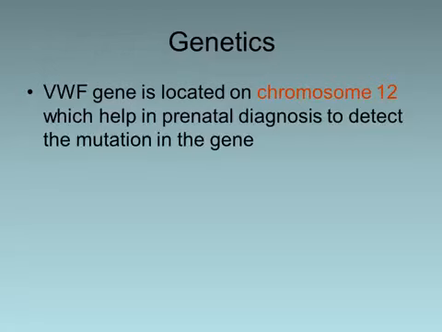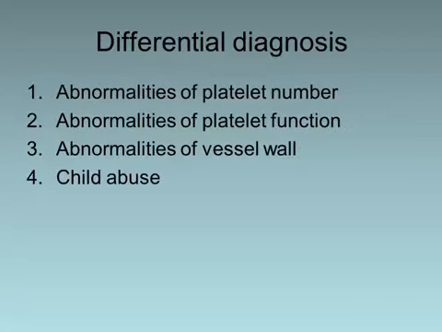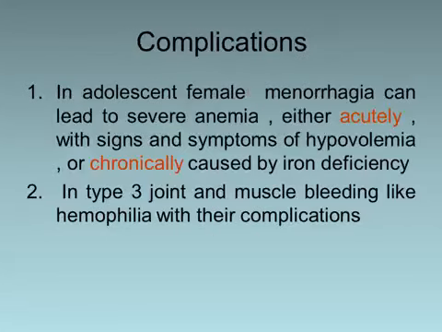The von Willebrand factor gene is located on chromosome 12, and this will help in prenatal diagnosis by looking for the gene mutation. Differential diagnosis should be done from causes of abnormal platelet number, causes of platelet dysfunction, abnormality of blood vessels, meaning vasculitis, and child abuse. Complications: in adolescent females, menorrhagia is a problem that may cause severe anemia, either acutely with signs of hypovolemia or chronically with iron deficiency anemia.